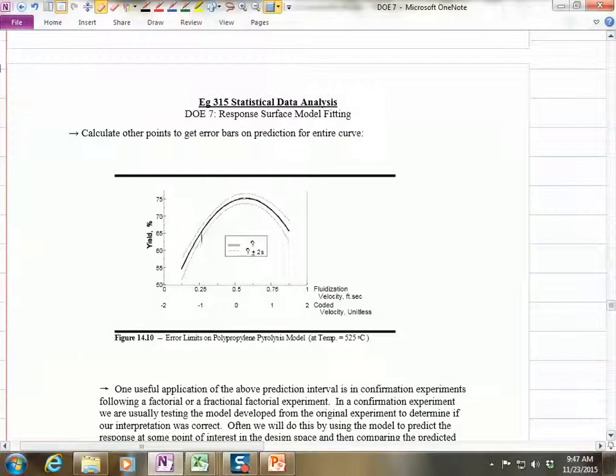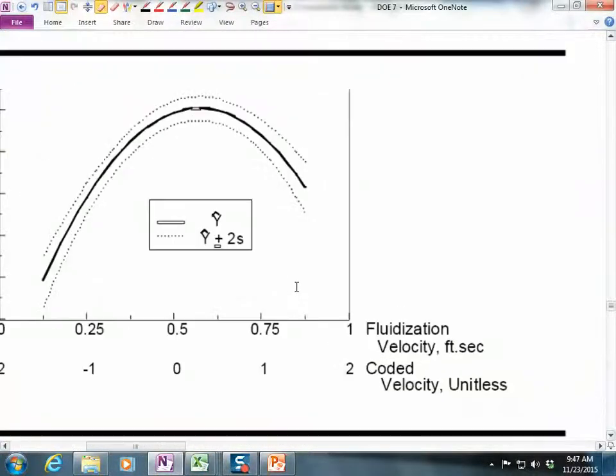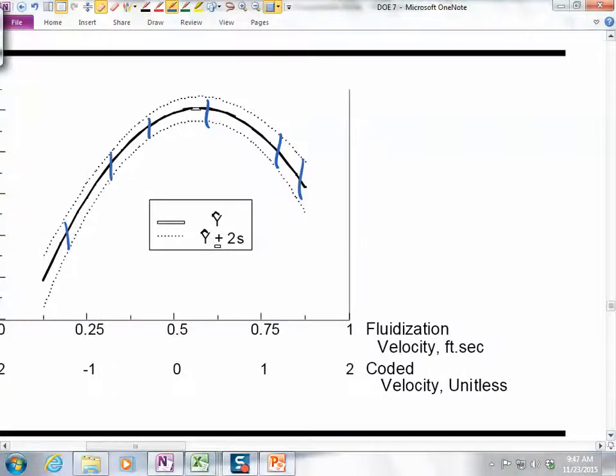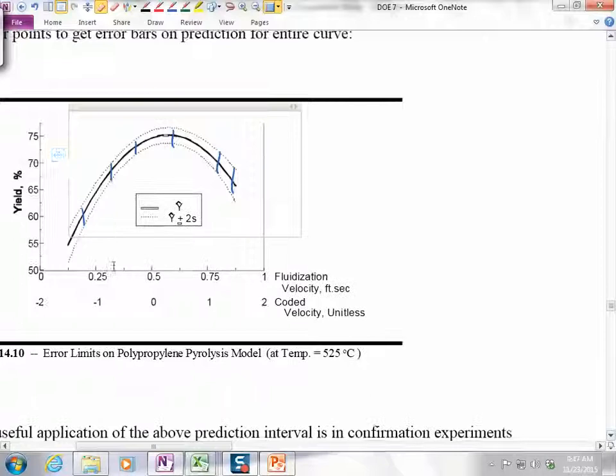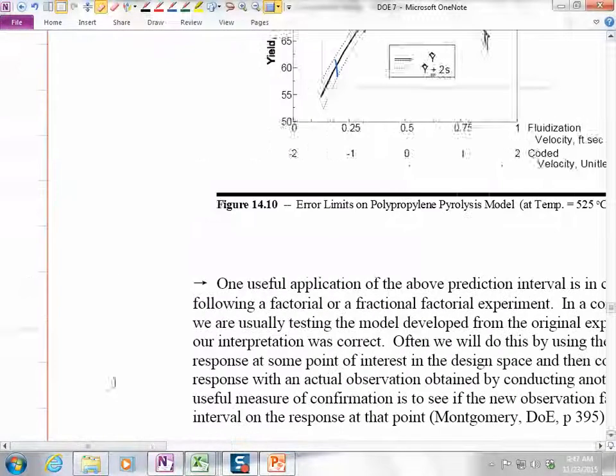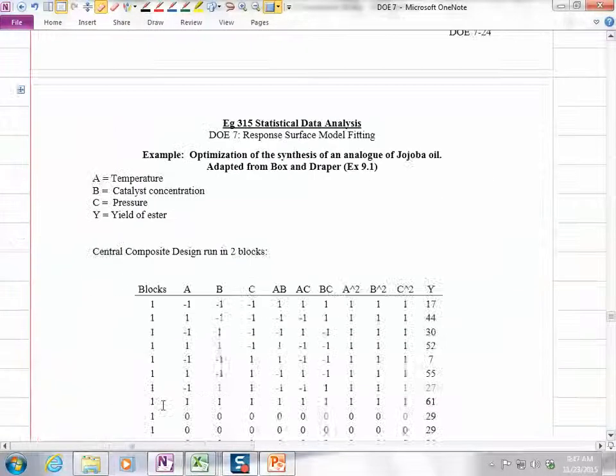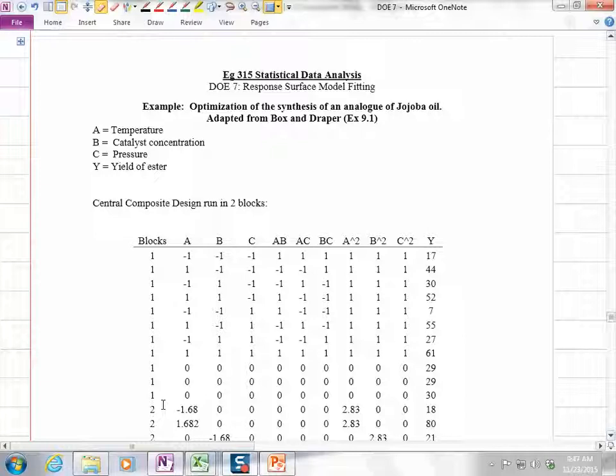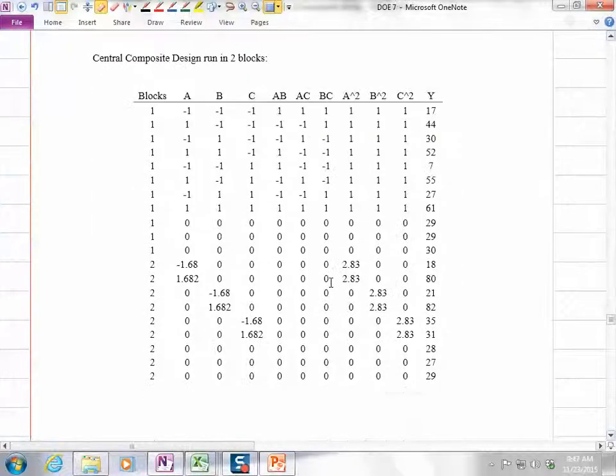And we can do that at various points and get a plot that looks like this. We have different x naughts that give us these different plus or minus 2 error limits, and we can plot those up. So let's look at this example.